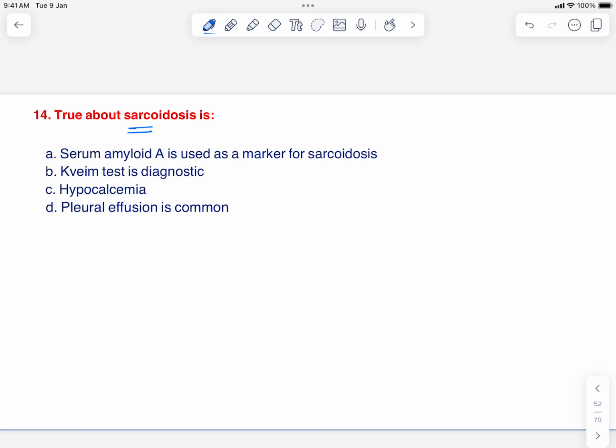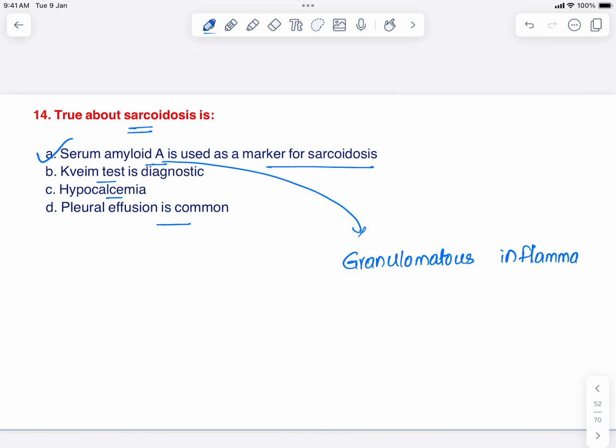True statement about sarcoidosis: serum amyloid A is used as the marker for sarcoidosis. Susceptibility test is diagnostic. Hypocalcemia, pleural effusion is common. See, the true statement in sarcoidosis is that the serum amyloid A is elevated, and it is a marker of granulomatous inflammation.